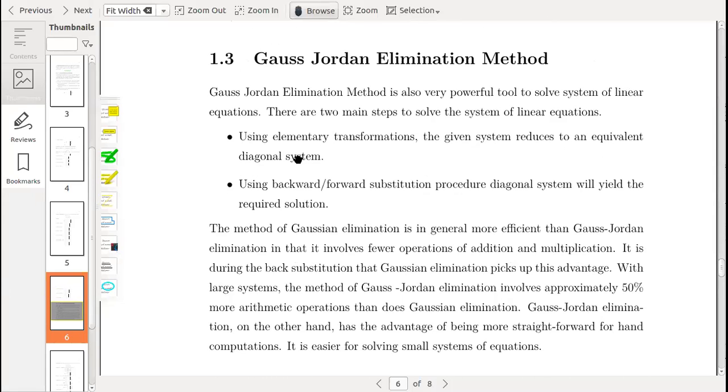So what's the difference is that in the Gaussian elimination method, using the first step, we transform the given system of equations into an equivalent upper triangular form. And in Gauss-Jordan, this given system will reduce into an equivalent diagonal system. And the second step, the difference between Gaussian elimination and Gauss-Jordan is that in Gaussian elimination, we use only backward substitution, but in Gauss-Jordan, we can use backward as well as forward substitution procedure. So that is the difference.